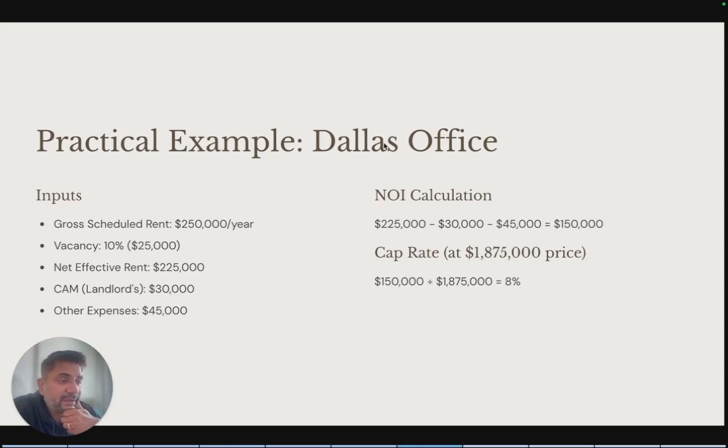The cap rate would be $150,000 divided by the purchase price, which is $1.875 million. And that gives us the cap rate. Cap rate is a market comparison tool, whereas yield may be higher or lower depending on financing and other factors. So yield is an actual investor return, cap rate is a market comparison tool.